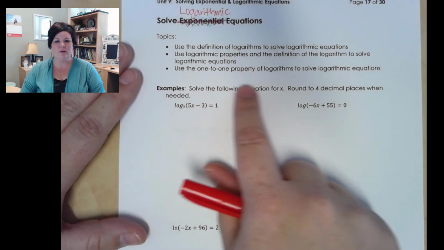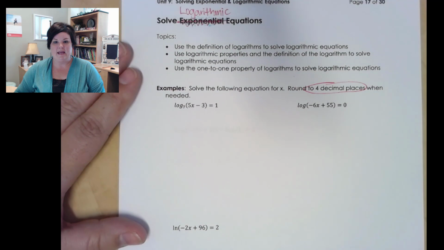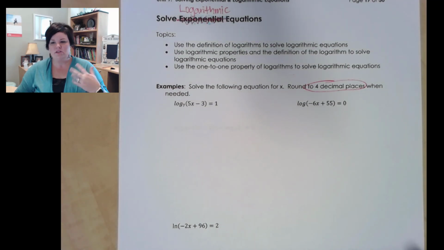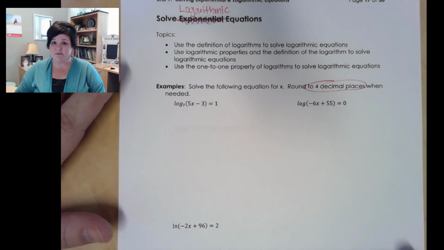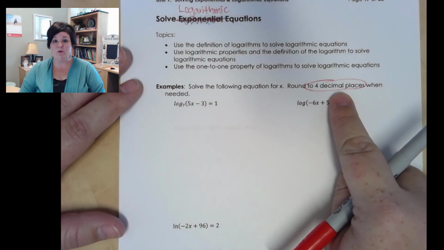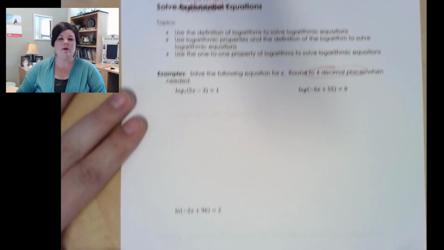It says solve the following equation for x, round to 4 decimal places. On our last one, remember it was rounding to 1 or maybe 2, so each problem may be a little bit different, so make sure you're paying attention to how your answers are to be rounded if necessary. It may come out pretty. All right, so let's go ahead and look at these.